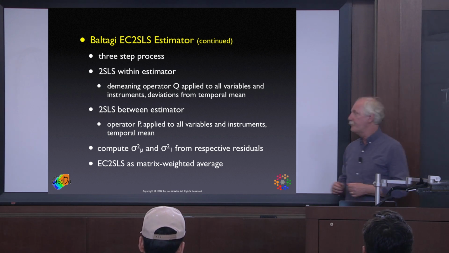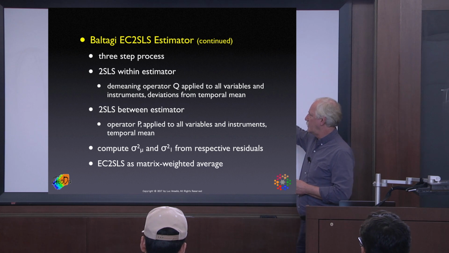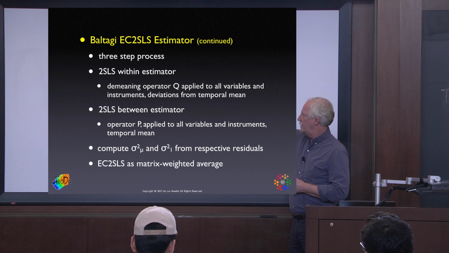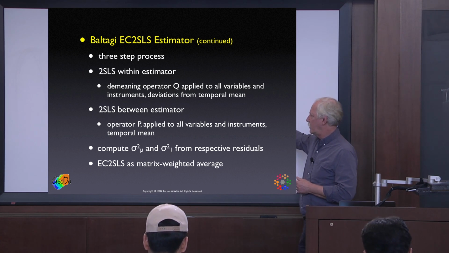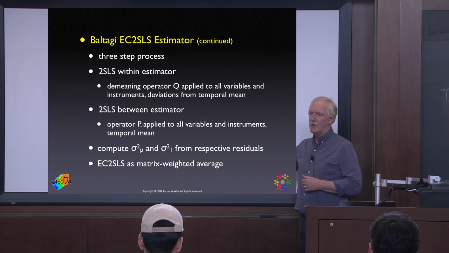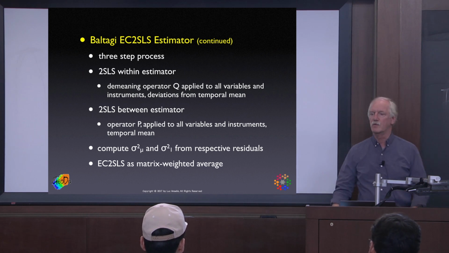So basically, you start with the within estimator, you do the demeaning and you get it. You get the between estimator, where P and Q are orthogonal to each other. Then from each of these residuals, you get these variance components, and you hope that you don't get any negative variance estimates, and then you're good to go.